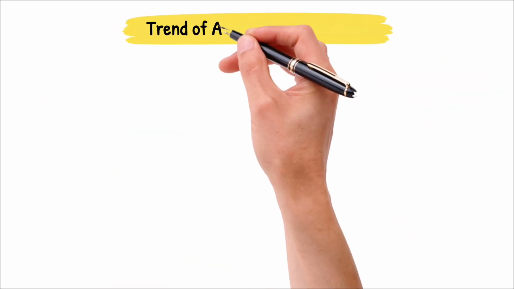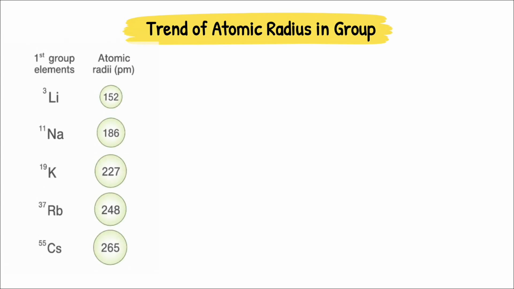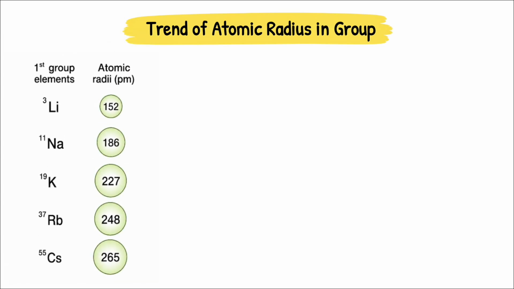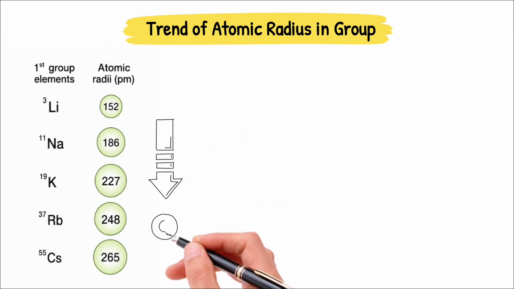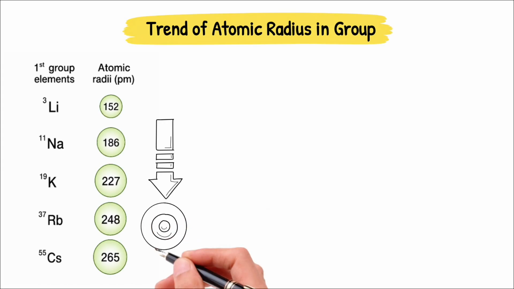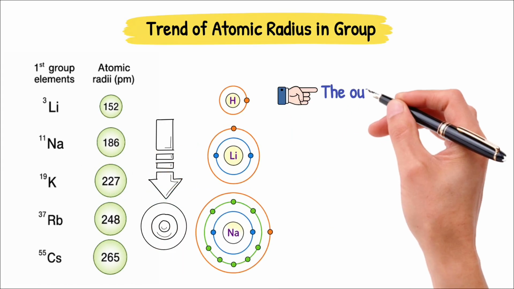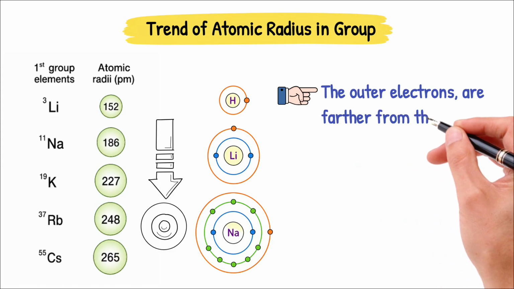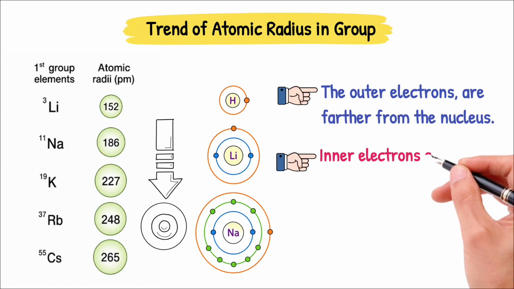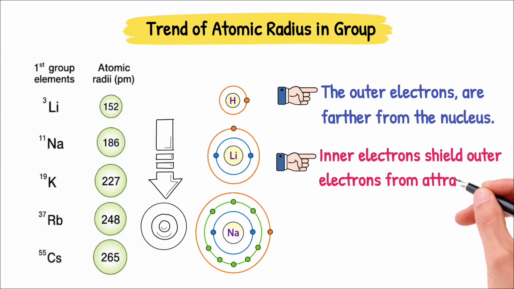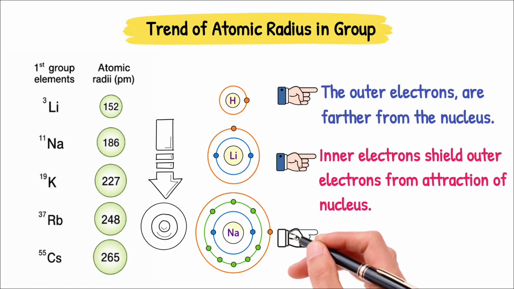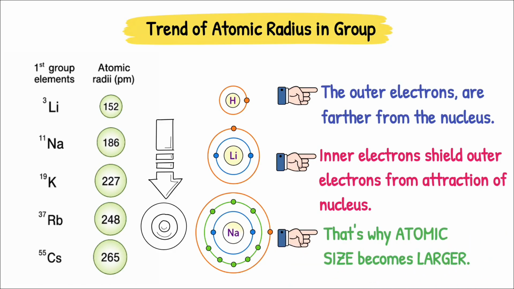Now let me explain the trend of atomic radius in a group. As we move from top to bottom in a group, the atomic radius increases because a new electron shell is added after each element down the group. So the outer electrons are farther from the nucleus. Also, inner electrons shield outer electrons from the attraction of the nucleus. That's why atomic size becomes larger when we move from top to bottom in a group.